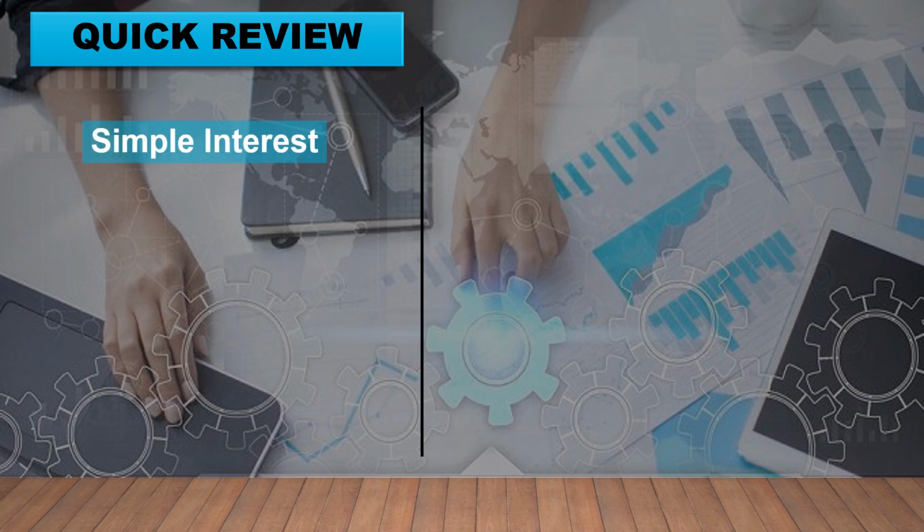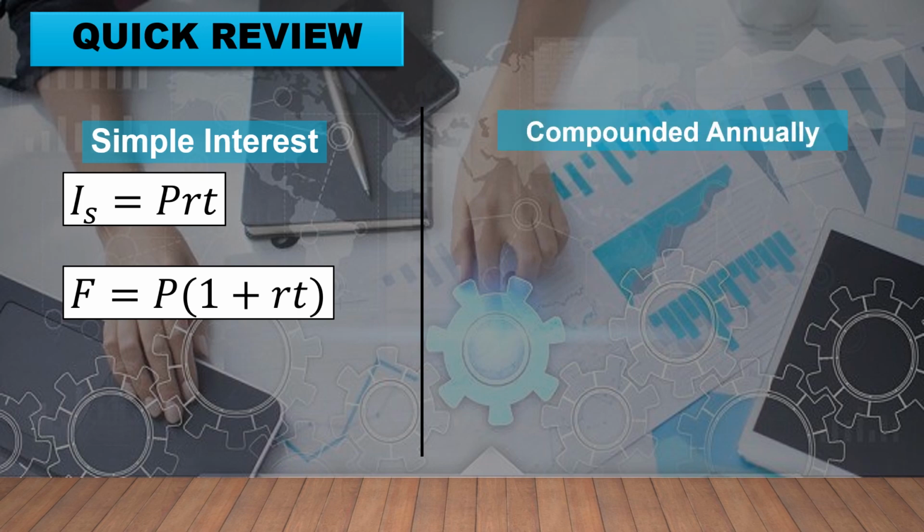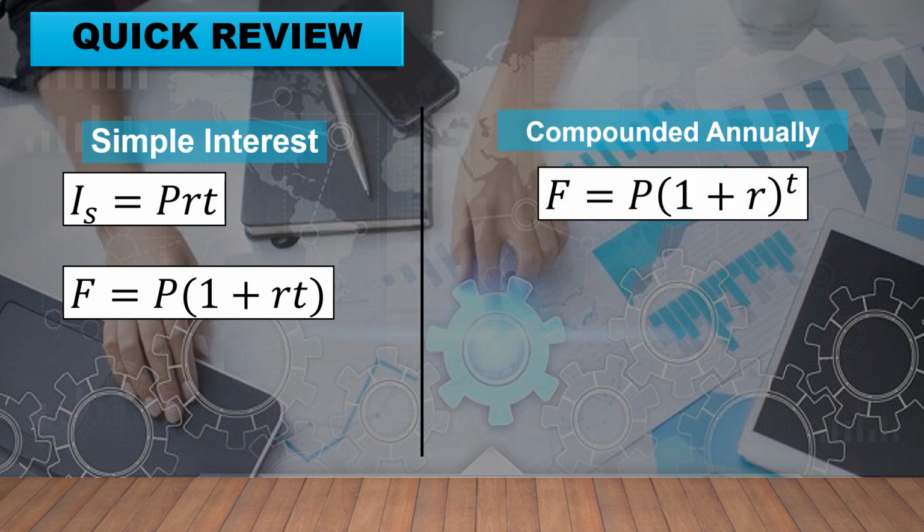For the simple interest, we have the formula interest is equal to principal times rate times term. Now for the future value of simple interest, F is equal to principal times the quantity 1 plus rate times term. Now for compound interest, if the compounding period is annually, the formula for future value is F is equal to principal times the quantity 1 plus rate, quantity raised to term.